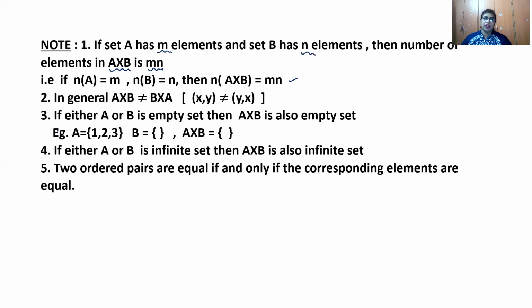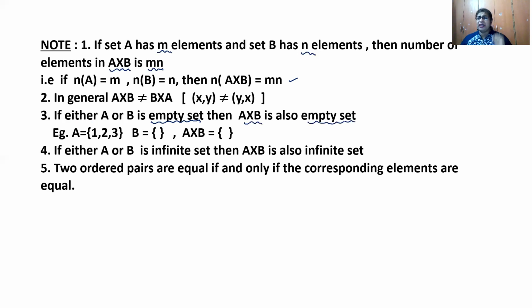Next, go to the third point. If either A or B is an empty set. Now, how did I start with the definition? I told you the definition: let A and B be non-empty sets. So you have to take care of this word non-empty. But suppose by chance, either A or B, one among them, becomes an empty set, then what will happen to the cross product? I've given it in the third point. Okay, so if A or B is an empty set, then A cross B also will become an empty set.